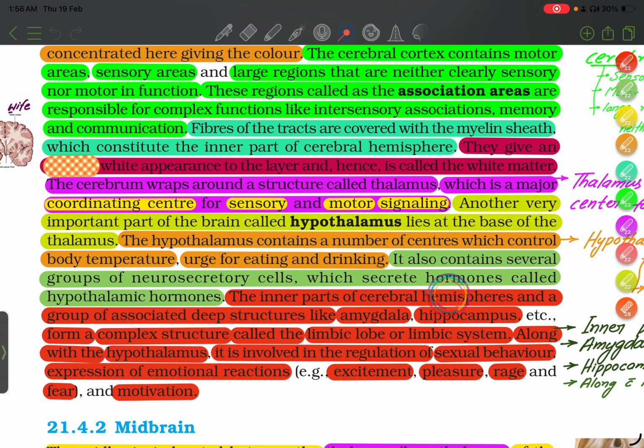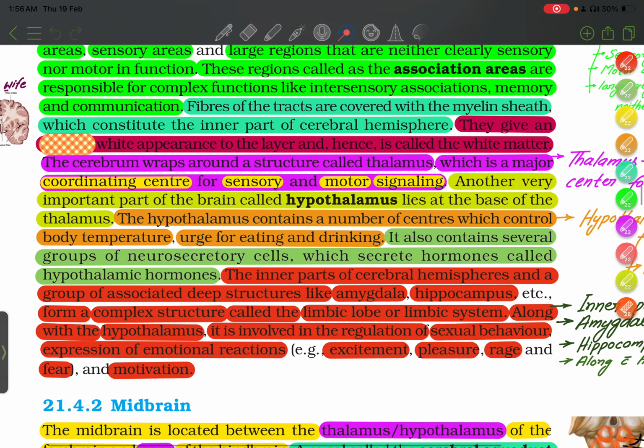The inner part of the cerebral hemisphere and a group of associated deep structures like the amygdala and hippocampus form a complex structure called the limbic lobe or limbic system. Along with the hypothalamus, it is involved in regulation of sexual behavior, expression of emotional reactions, for example excitement, pleasure, rage, fear, and motivation.